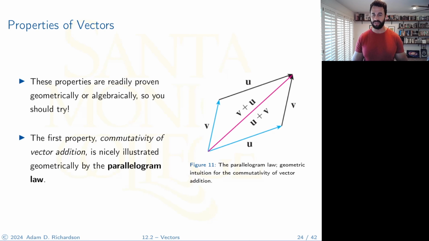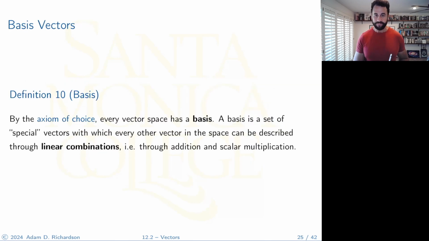So commutativity is a nice one to keep an eye on because it's represented geometrically by what we call the parallelogram law. So here's u plus v, and here's v plus u, same vector. Or I should say travel along u and then travel along v. You get to the same place if you instead traveled along v and then traveled along u. Right? It's the same as going right there. So this is called the parallelogram law because it forms a parallelogram like so. Cool stuff.